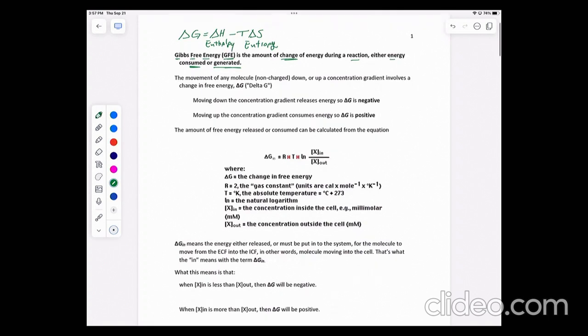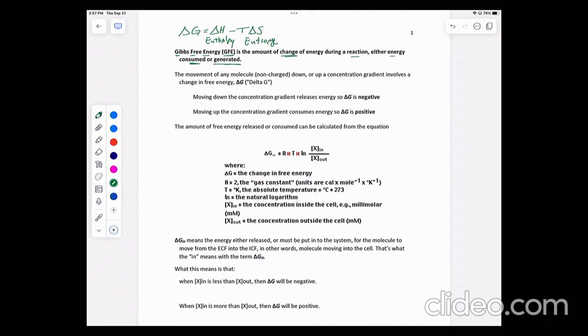What I'm wanting to do now is to apply Gibbs free energy into the context of moving things in and out of a cell. So what I say here is the movement of any molecule, non-charged, down or up a concentration gradient involves a change, there's my delta, in free energy, Gibbs free energy. And of course, call that delta G.